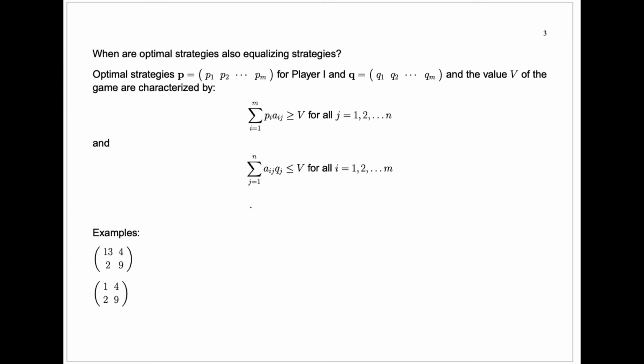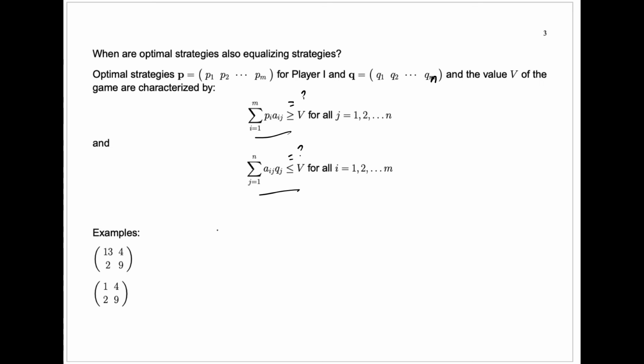Now, we've learned to solve many games, especially 2x2 games in the past. And we've seen that often equalizing strategies are optimal strategies. So again, I'm repeating here the characterization. We've seen this several times. If player 1 plays a mixed strategy given by the vector P, P1 through Pm, and again I wrote this wrong, that should be player 2 plays Q, which is Q1 through Qn, then these inequalities must hold. But when we're looking for equalities, we try to solve the equations when we put equalities here and here.